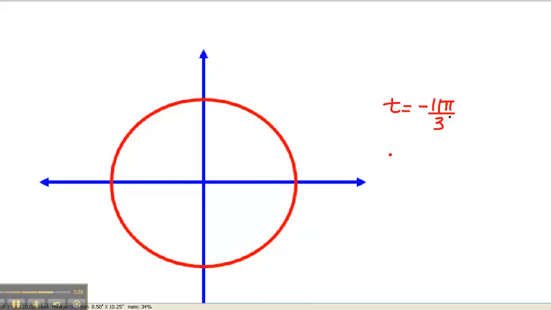Now, negative 11 pi over 3, the best way to think of that, you could do, again, the thirds that I talked about, like 1 pi over 3, 2 pi over 3, 3 pi over 3, 4 pi over 3, 5 pi over 3, 6 pi over 3, 7 pi over 3, 8 pi over 3, 9 pi over 3, 10 pi over 3, and 11 pi over 3.